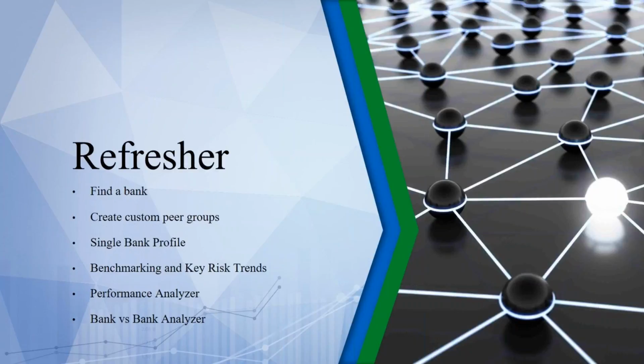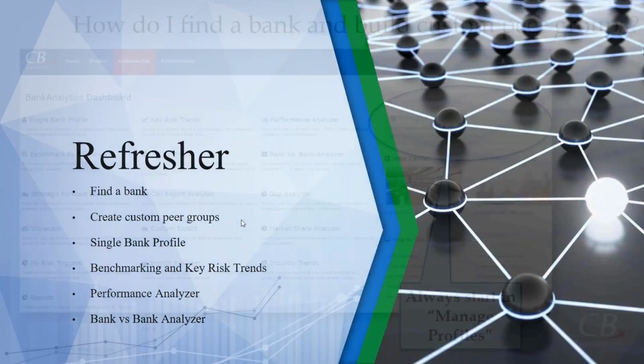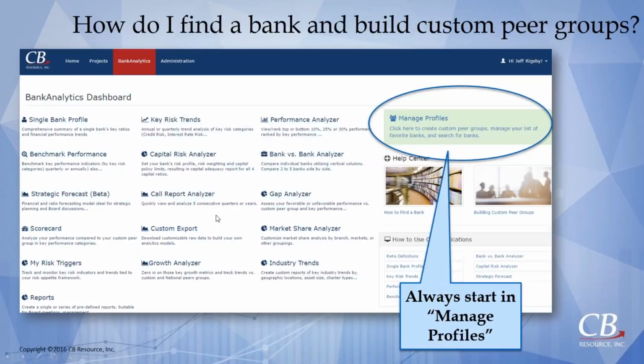So what we're going to look through very quickly is how to find a bank, how to create a custom peer group, how to use the single bank profile, our benchmarking tool, our performance analyzer, and our bank versus bank analyzer, the B2B analyzer, and we'll cover those relatively quickly. Whenever you're looking to find a bank or create a custom peer group, it always starts with managing your profiles, right?